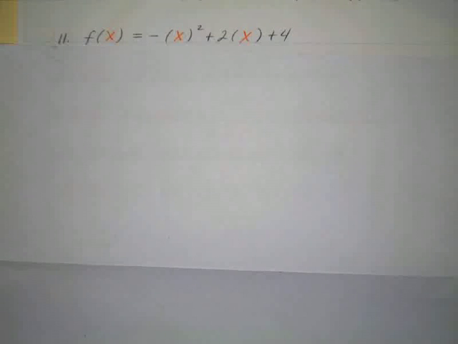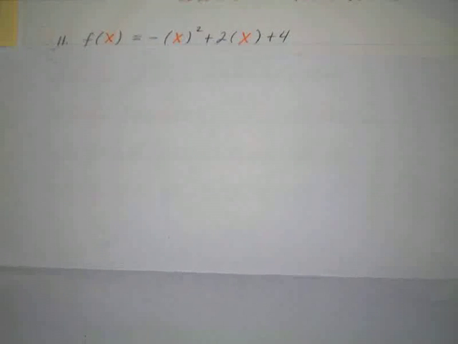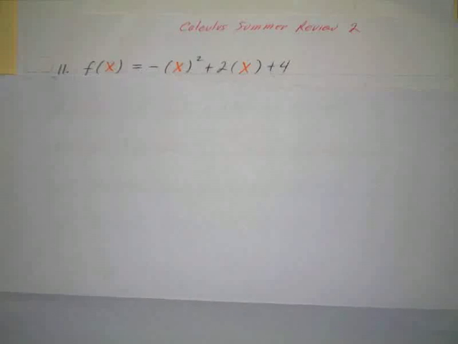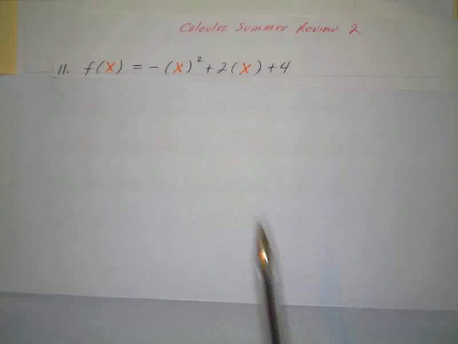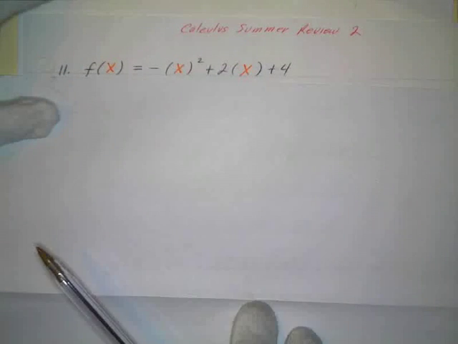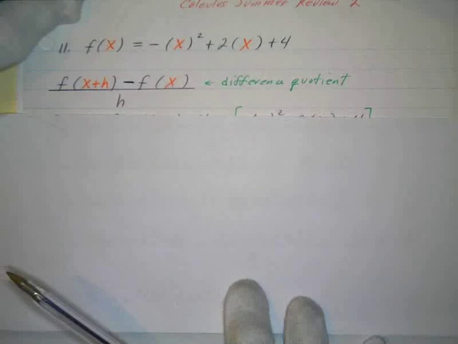Okay, this is again Sum Review number 2. This is number 11, and our function is another trinomial like we had in number 9. Just a negative in front of the square term: negative x squared plus 2x plus 4. So again, we're going to use our difference quotient.